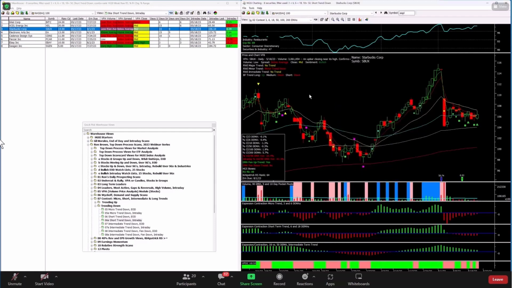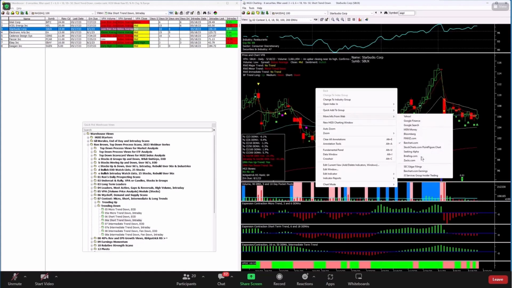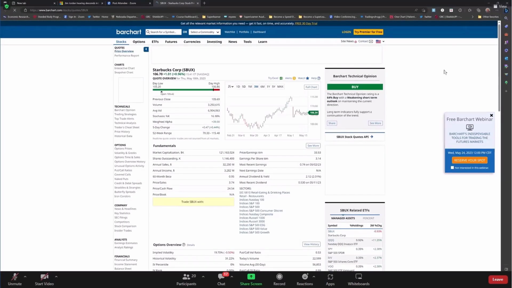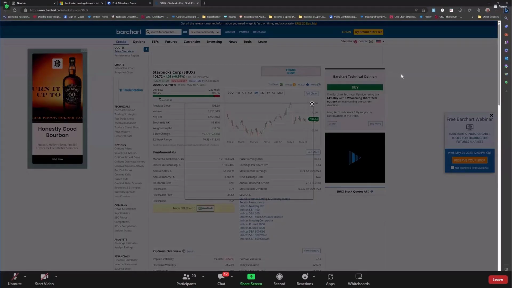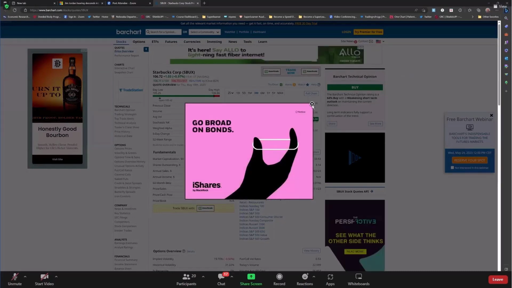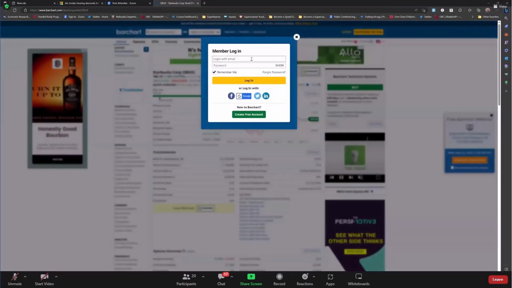Okay, now let me show you a little trick here. Starbucks. I want to know more about it, so I want more info from the web, and we have all of these choices right here. I default to Barchart because all of the data for HCSI comes from Barchart. If you use Barchart, I recommend that you sign up. They have a new thing, $60 for 2 years of ad free. I'm going to log in and show you what happens.